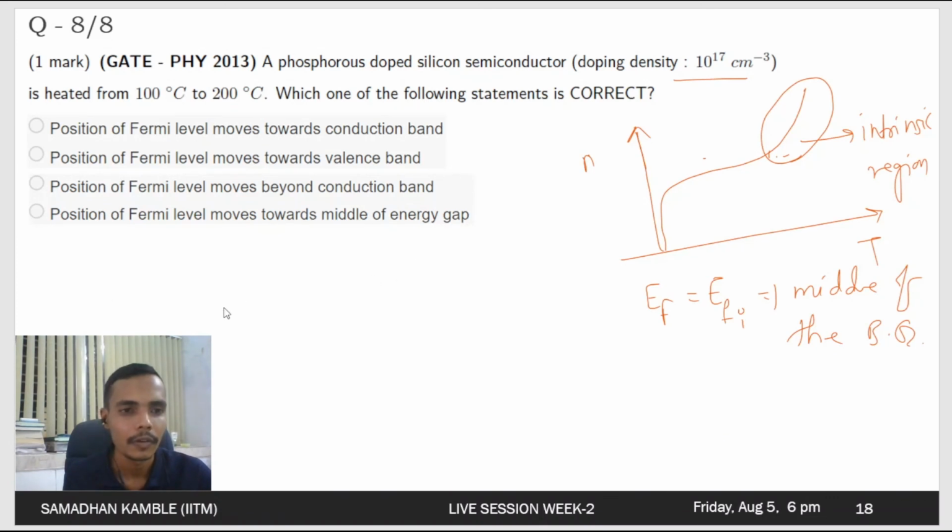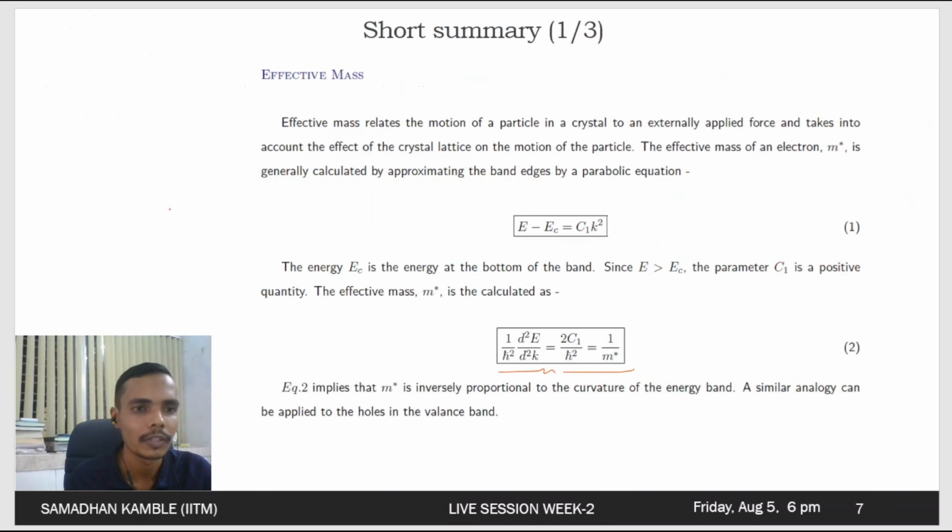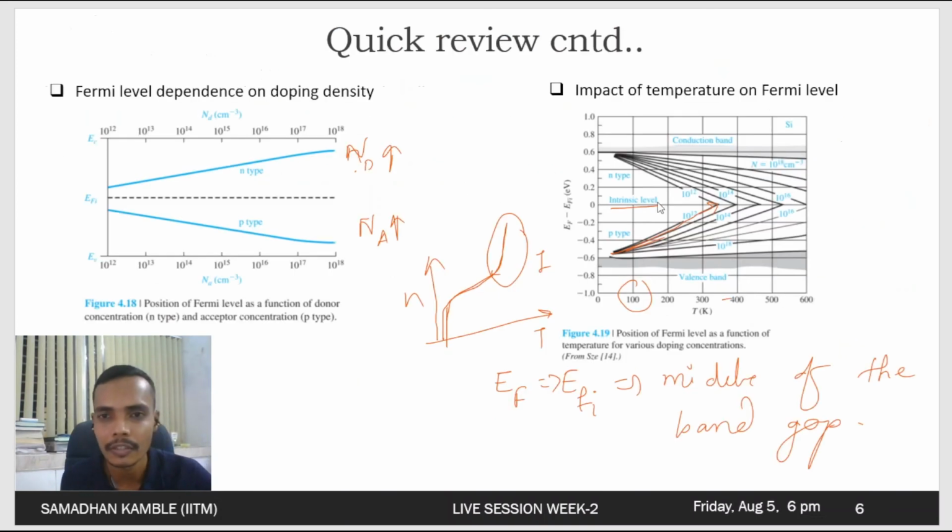Yes, sir. Sir? Yeah, tell me. And if we increase the temperature more, then it will come towards the valence band. No, why would it come towards the valence band? It will try to reach the intrinsic level, which essentially marks the intrinsic region. So it will not go towards the valence band. It will try to go close to the intrinsic level, but it will not come down to the valence band.